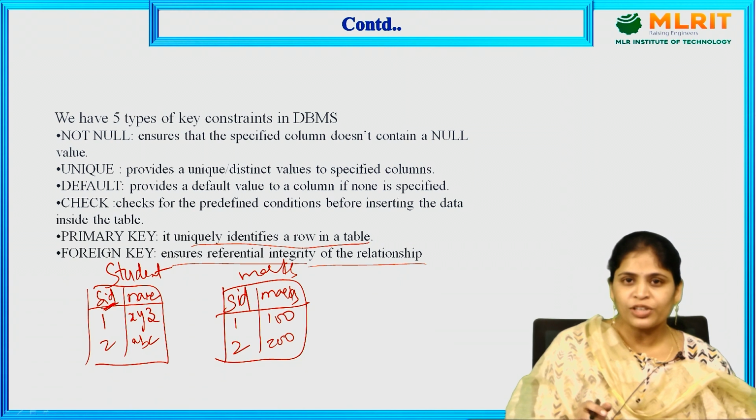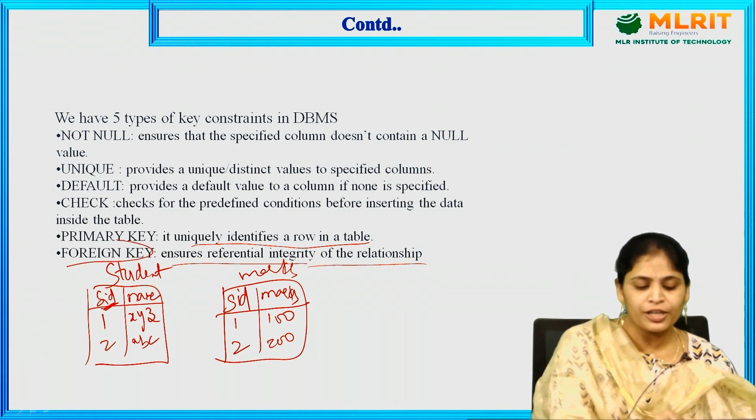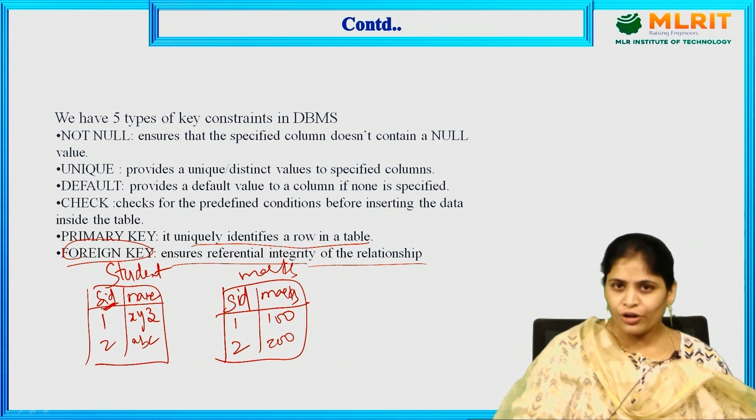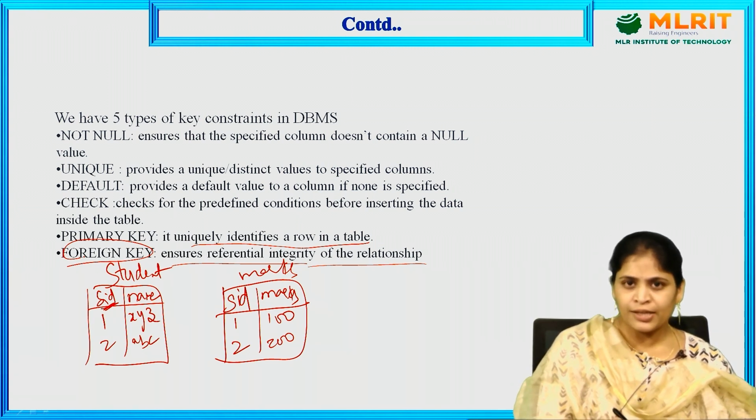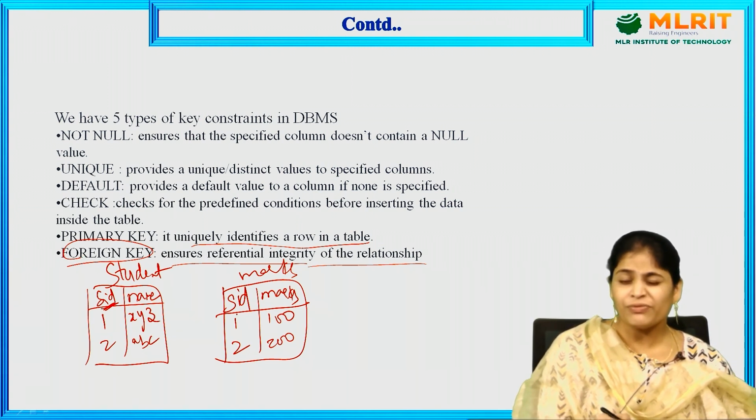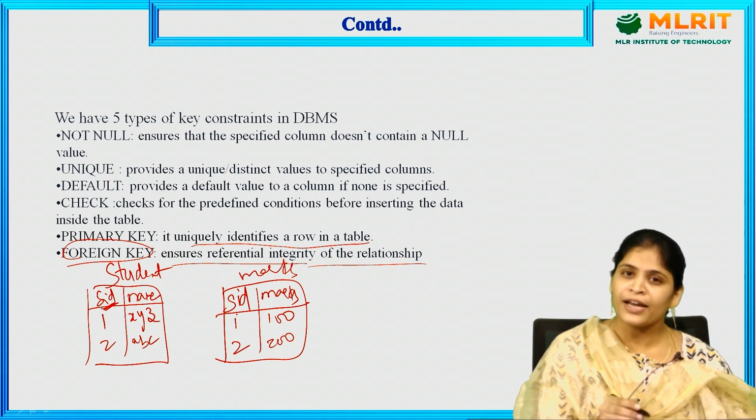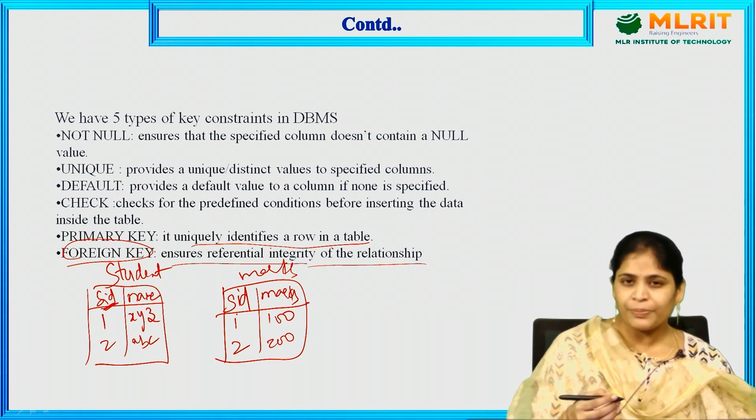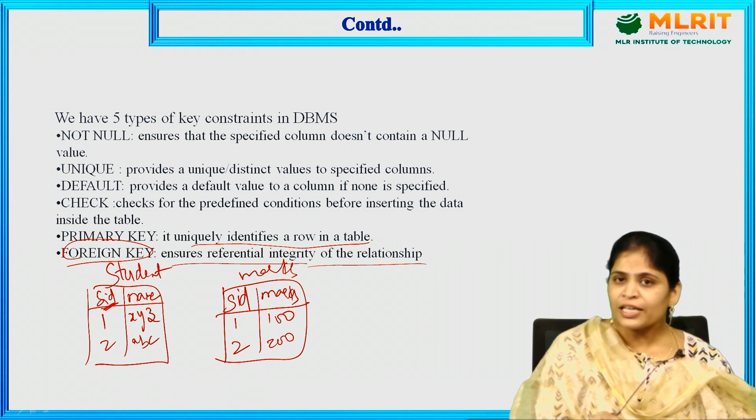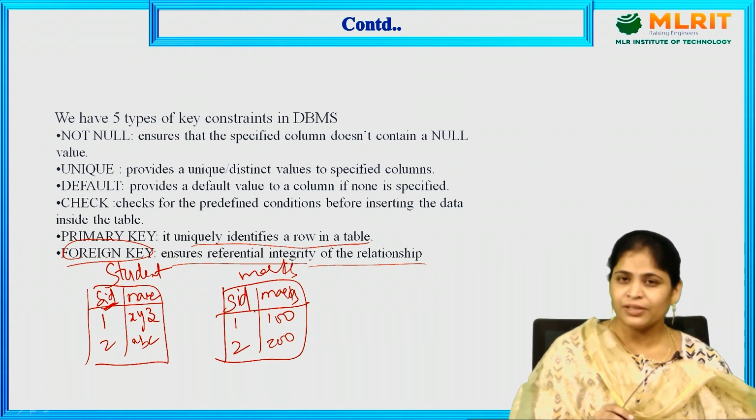To relate two different tables, here comes the concept of foreign key. In a foreign key, one key acts as a foreign key in a table, which acts as a primary key in another table. So, I am repeating it again. A foreign key is a key which acts as a primary key in another table.